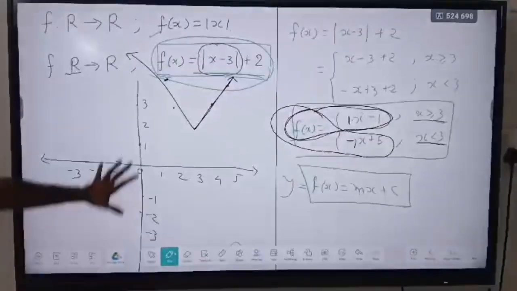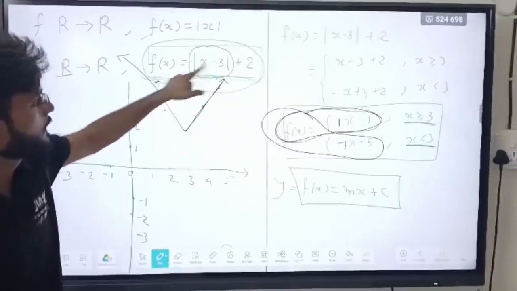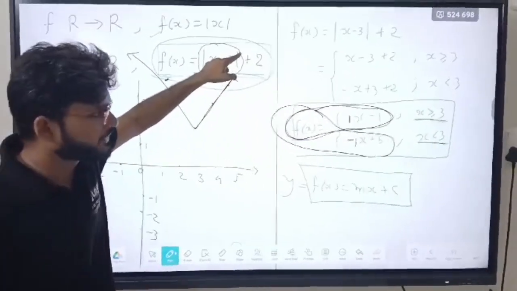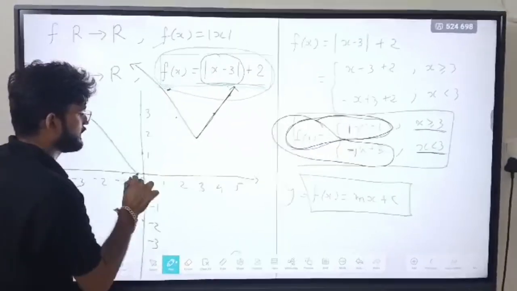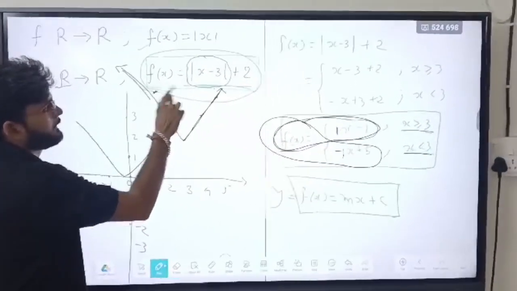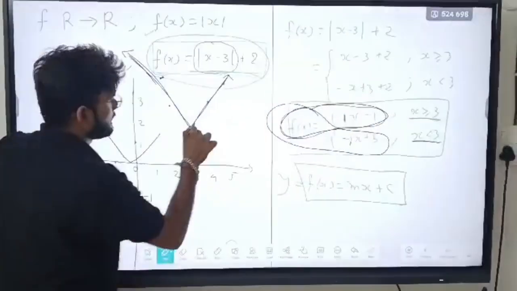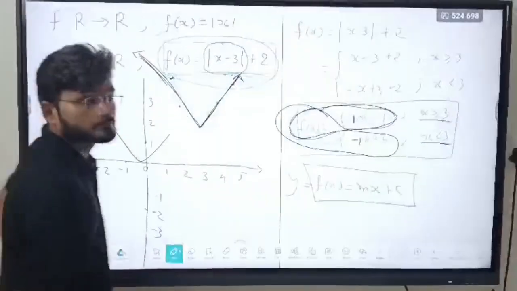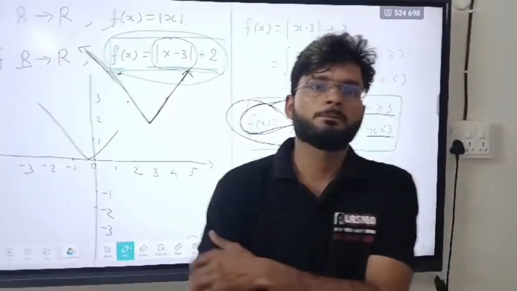Okay. So finally, the graph of this function is also of V shape, but it is not starting from or touching the origin, right? The graph of f(x) equal to mod of x minus 3 plus 2 is this one. Okay, thank you. Okay, one more thing we have to discuss.